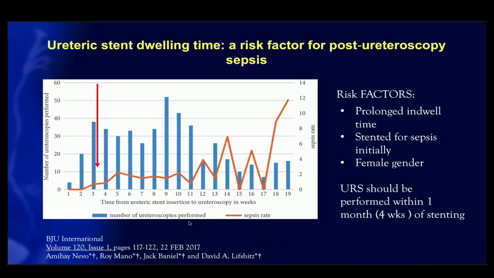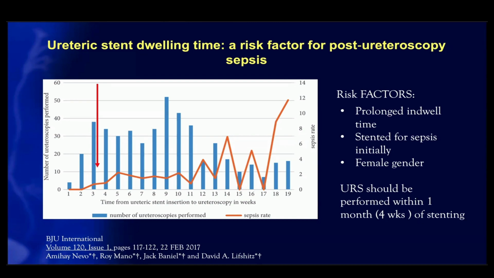So one of the things that happens is if someone comes in septic and you place a stent, one of the questions is, when should you do their definitive ureteroscopy? This always comes up. This is a nice retrospective study by David Lifshitz, and essentially prolonged indwell time actually results in more sepsis. And it seems that if you look at the overall area under the curve, it's typically, that arrow's at the wrong place, around 4 weeks. So if you do stent someone for sepsis, this data suggests that you should actually do it within 1 month of stenting. But I think you found different data though, right, Naeem?